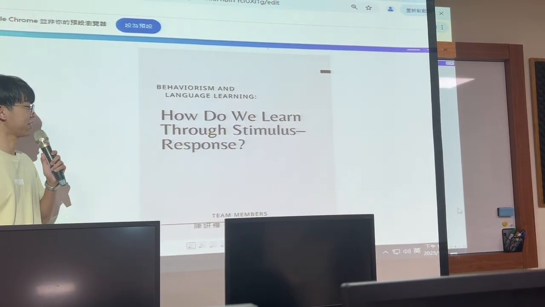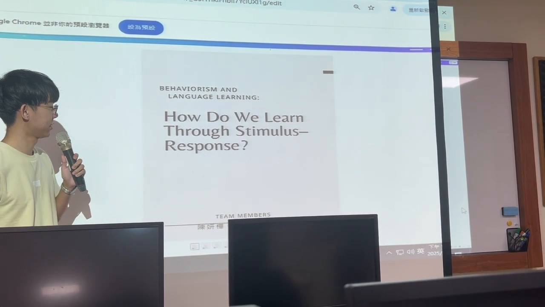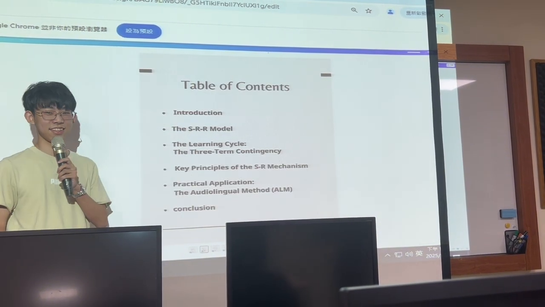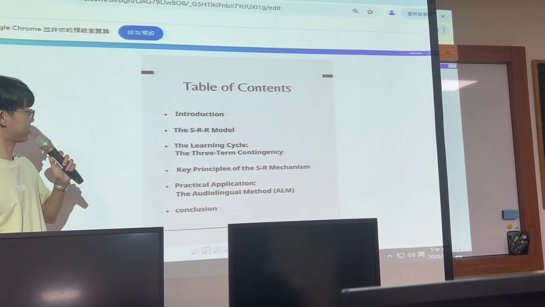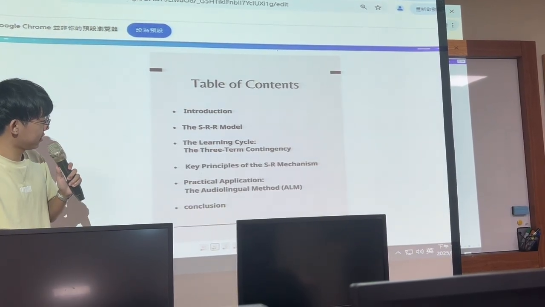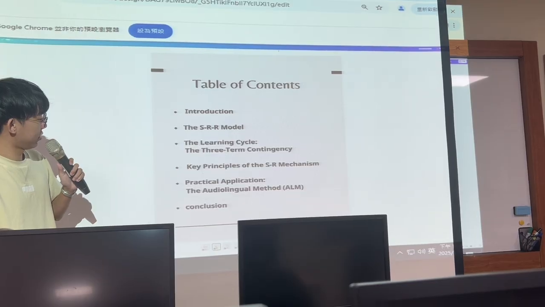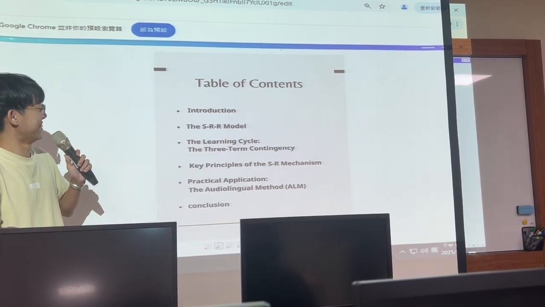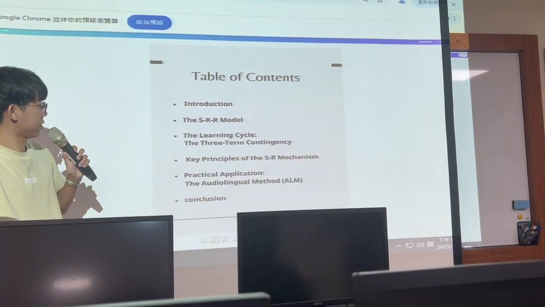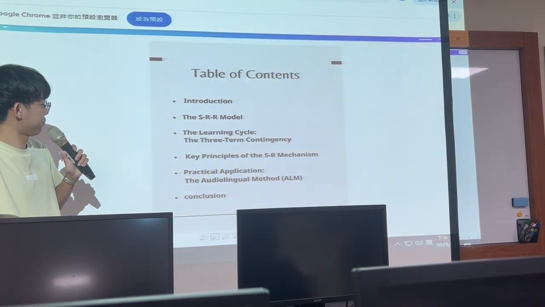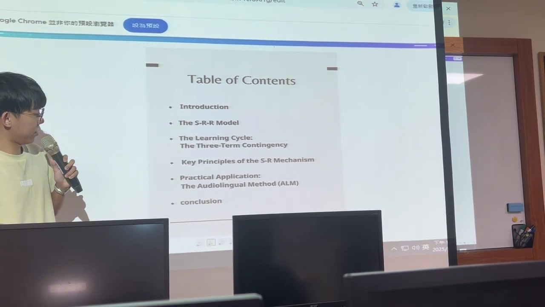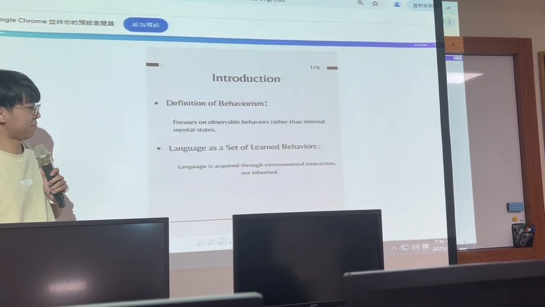Okay, today we are talking about how do we learn from stimulus response. Okay, it is our table. We have the introduction, the SR model, the learning cycle, the three-term contingency, key principles of the SR mechanics, practical application, the audiolingual method, and the conclusion.